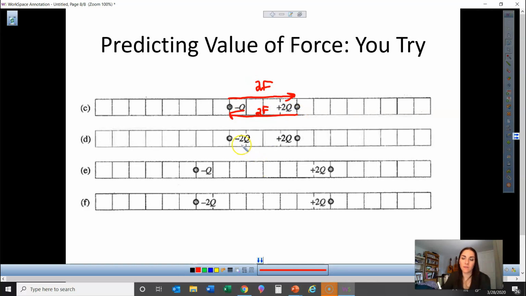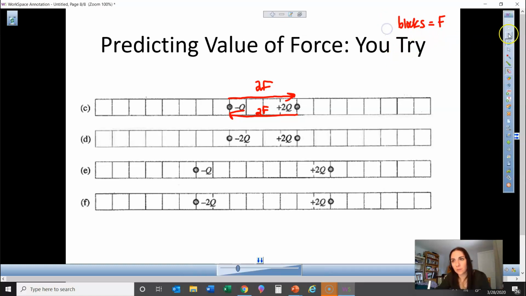Okay. Fun. 2 and 2 is 4 times as much. But now, no, they're attracted. So 4 times as much would be 8 blocks, right? Because the original was 4 blocks. Equals F. Oh no, it was 2. It was 2. That was the original one. So if I do this times 4, that means 8 blocks.